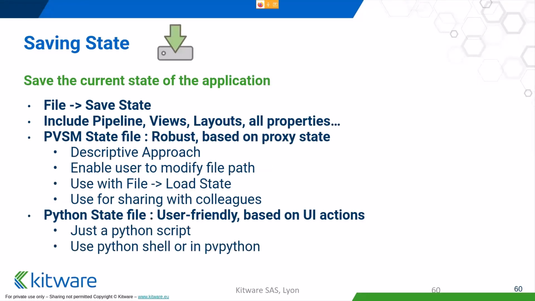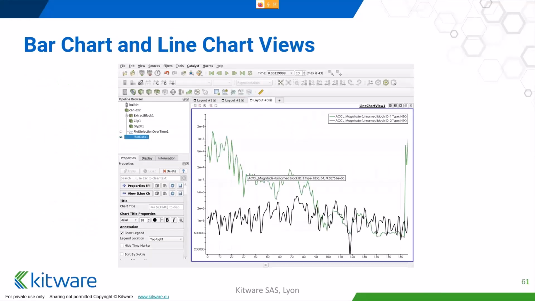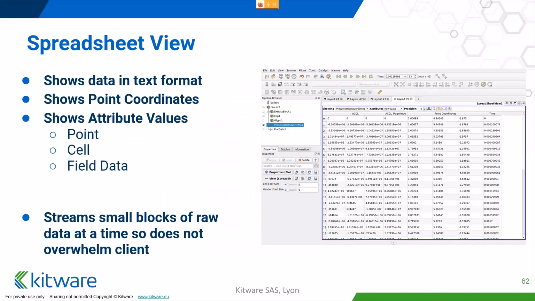And you can save state, which will basically save the state of the application, so you can reload the state, and ParaView will be exactly as it was when you closed ParaView. You have bar chart and line chart views, and we talked about that. You have the spreadsheet view where you can show the point data and the cell data.